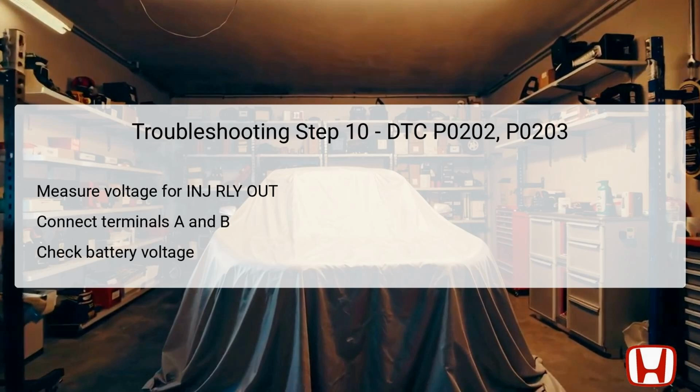Once the jumper is connected, use the HDS to jump the SCS line again and disconnect the PCM connector A. Measure the voltage between the last test points, PCM connector A, terminals number 1 and 2, and body ground. If you find battery voltage, it suggests that the INJ RLY out wire is operational. If not, you will need to pursue fixing any open circuit issues between the PCM and the injector relay.